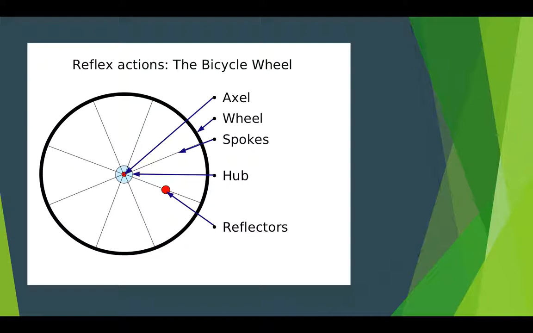There's a classic graphic that helps to describe this, and that's the reflex action along the bicycle wheel. This is a useful tool for considering how best to set up the hasty reflex actions portions of the search, and it has the following elements. The axle, which is in the middle, is the initial planning point. The wheel, so the outside, is the containment area.